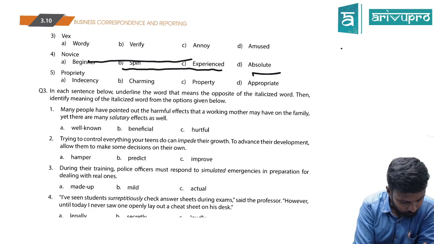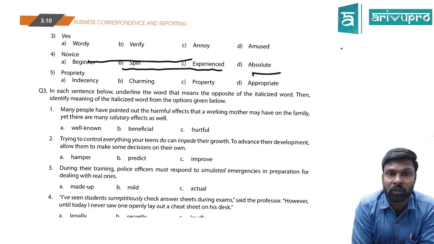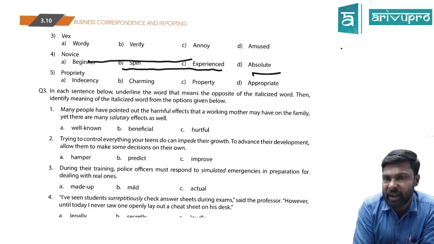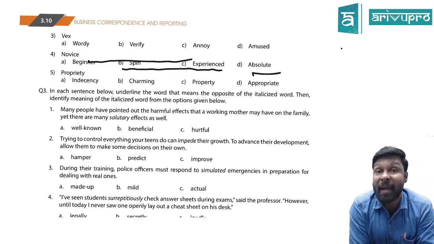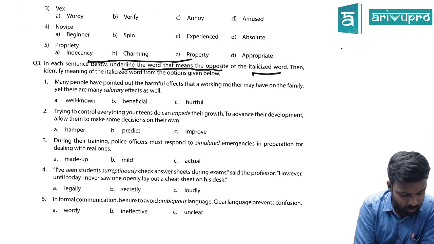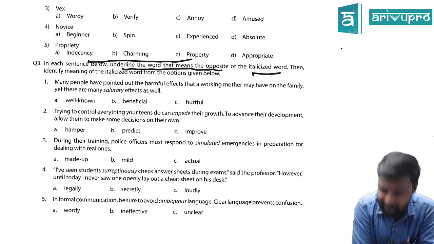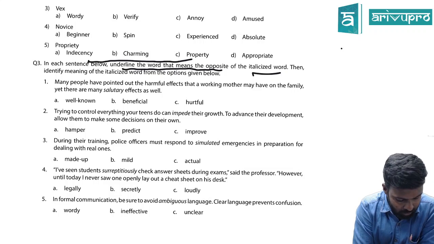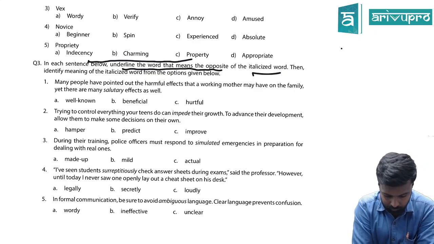Second one. Trying to control everything your teens can do can impede their growth. Hamper their growth. Very good. That can stop their growth. During their training, police officers must respond to simulated emergencies. Made up emergencies. Very good. Fourth one. I've seen students surreptitiously check answer sheets during exams. Secretly. Very good. And the last one. In formal communication, be sure to avoid ambiguous language. Unclear language. Very good.